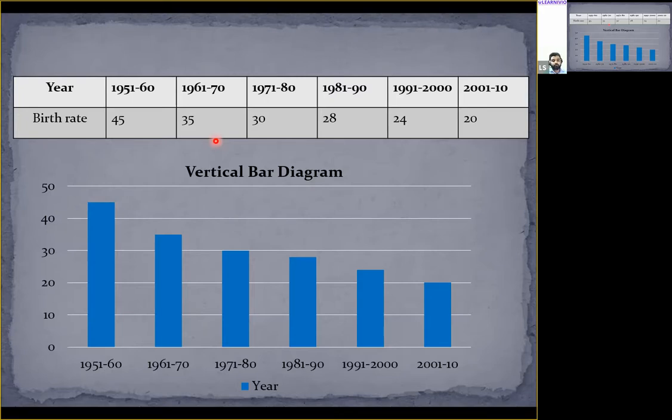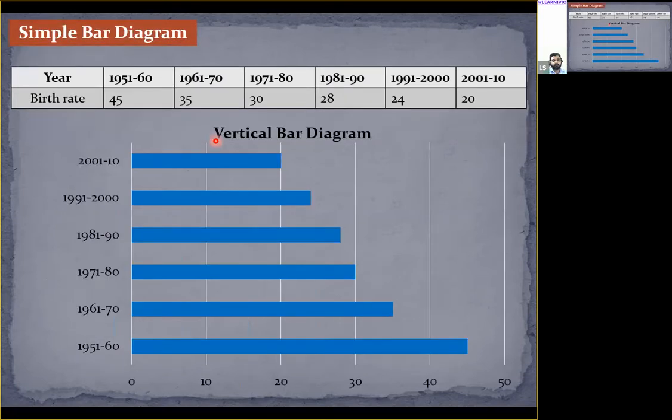Now you can also prepare this diagram horizontally, and in that case, we will be preparing the bar diagram in this format. This is how it will be formed. So on the y-axis this time we will be taking the different years, and on the x-axis we will be taking variables, the birth rates. All right.